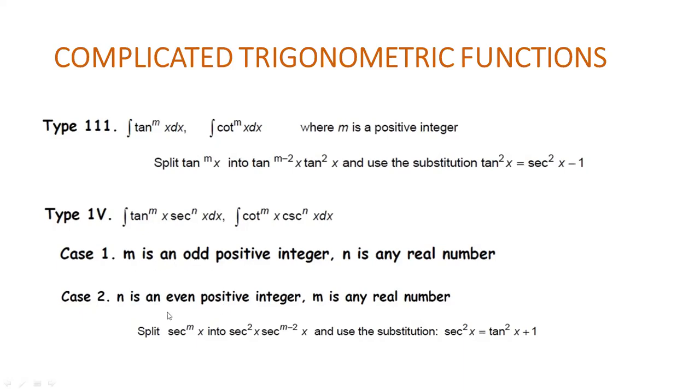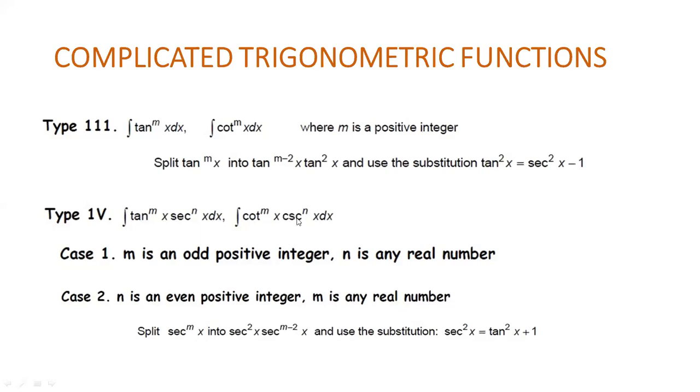If this n is even and m is any real number, you have to split also your secant, the provided secant here, into secant squared x, which I already mentioned a while ago. You have to just remember, class, always that if you intend to use the power rule in your existing function, make sure that you have paired it with its derivative, and that's the secant squared. So, you must split it, just like what is dictated here. That's the same thing with the cotangent.